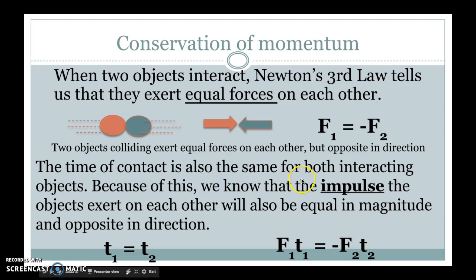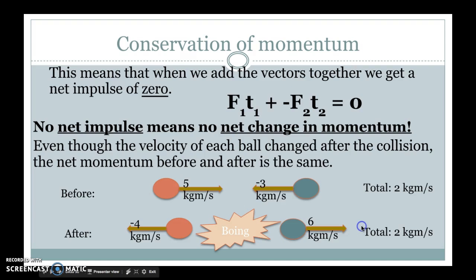Because of this, we know that the impulse the objects exert on each other will also be equal in magnitude and opposite in direction. So they apply the same force for the same amount of time, so their impulses, force times time, are equal to each other, just opposite in direction. This means that when we add those vectors together, we get a net impulse of 0. So F t1 plus negative F t2, since they're equal but opposite in direction, cancel each other out to 0. So no net impulse means no net change in momentum, because impulse always equals change in momentum.